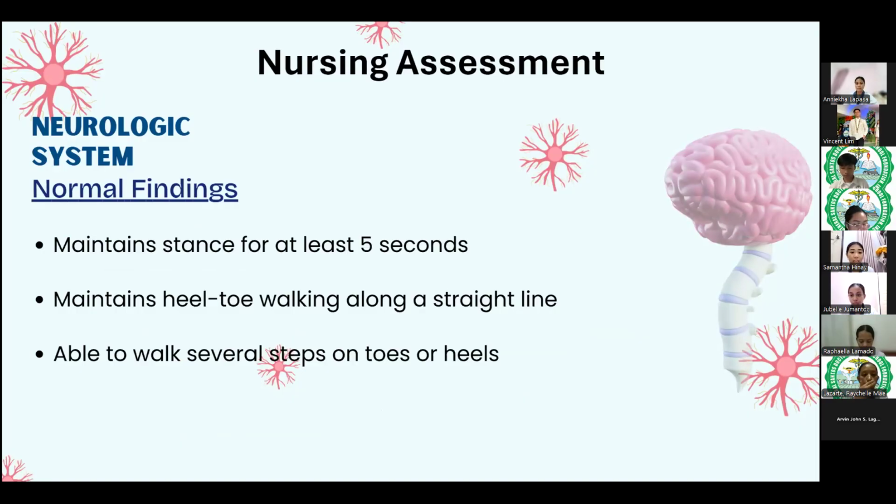Also, the client maintains stance for at least 5 seconds, maintains heel-toe walking along a straight line, and is able to walk several steps on toes or heels.